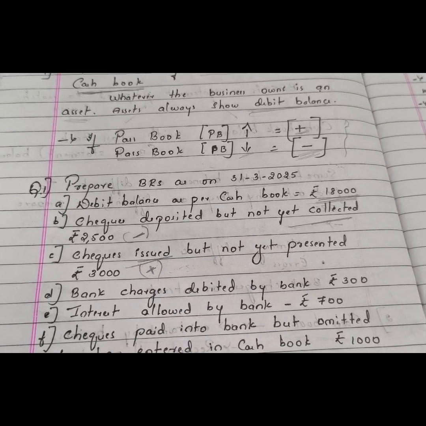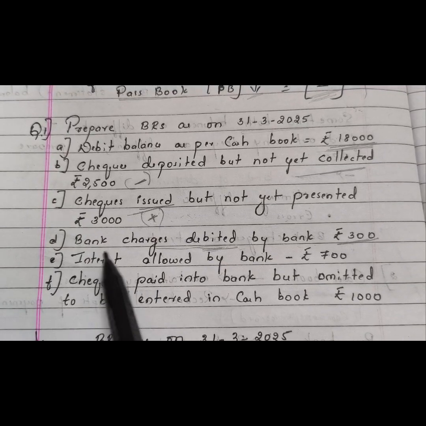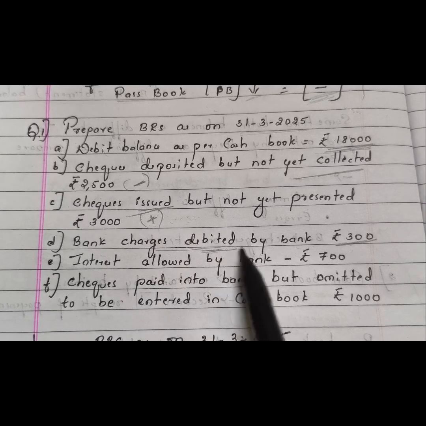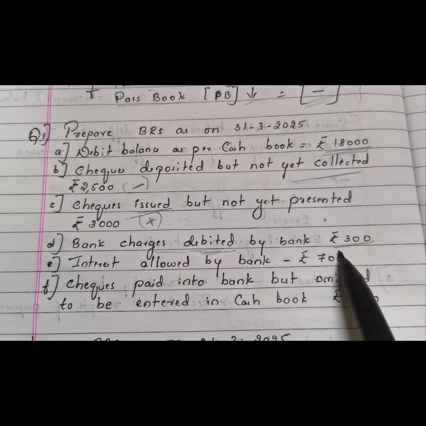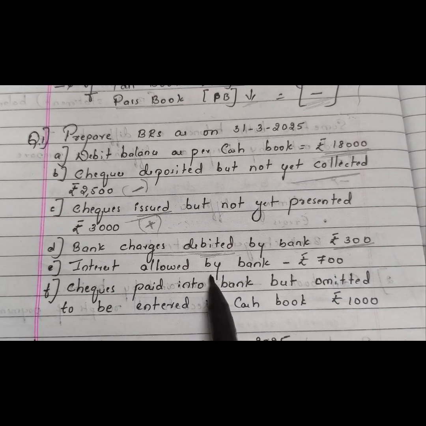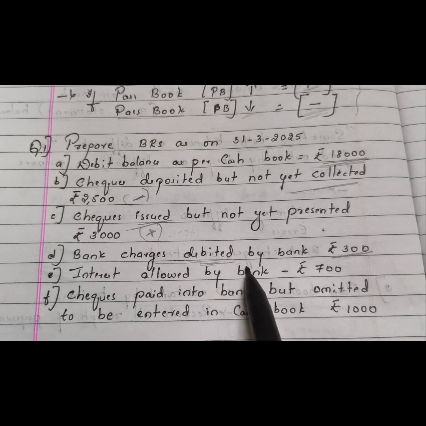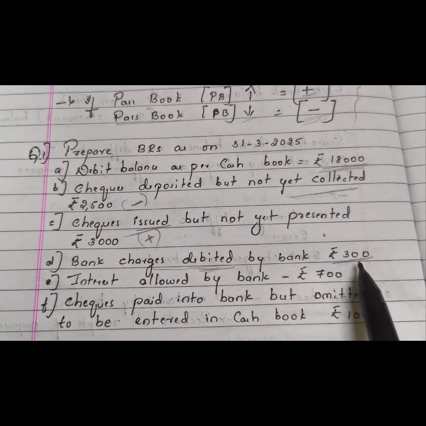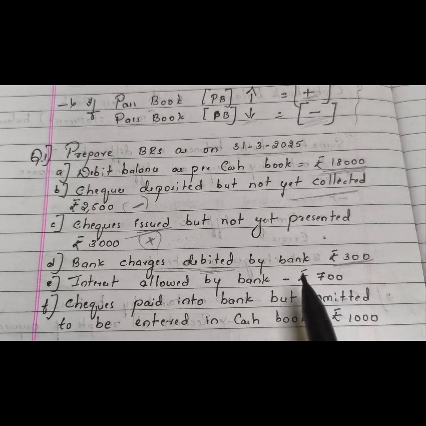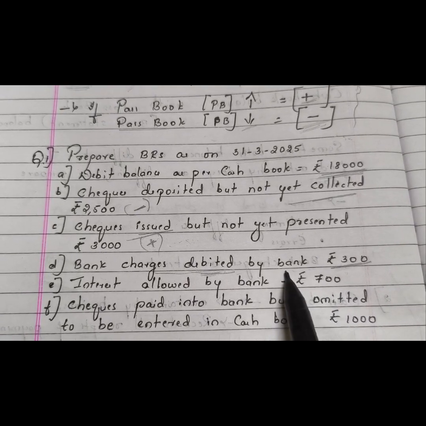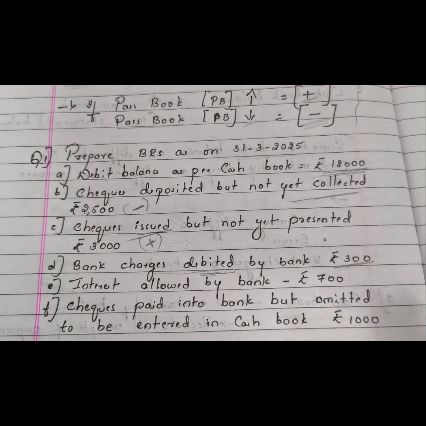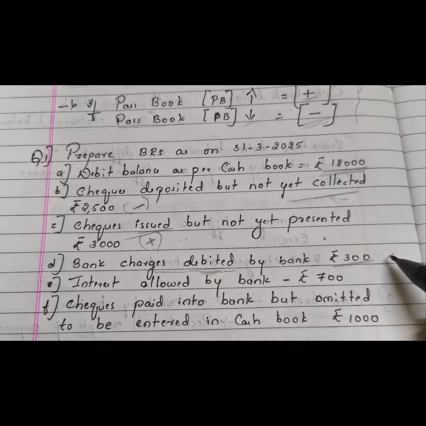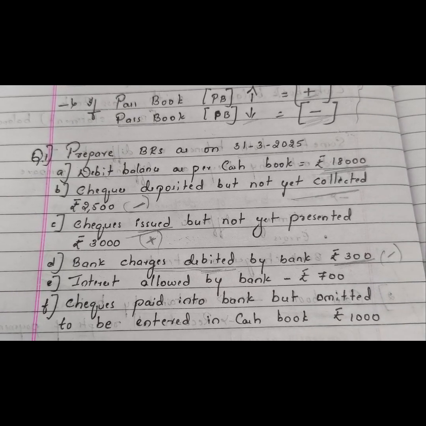Under add. Next transaction is bank charges debited by bank, rupees 300. That means your bank has deducted 300 rupees automatically from your account. What happened here? The bank balance has been reduced, right? If it is reduced, we have to put this transaction under minus.